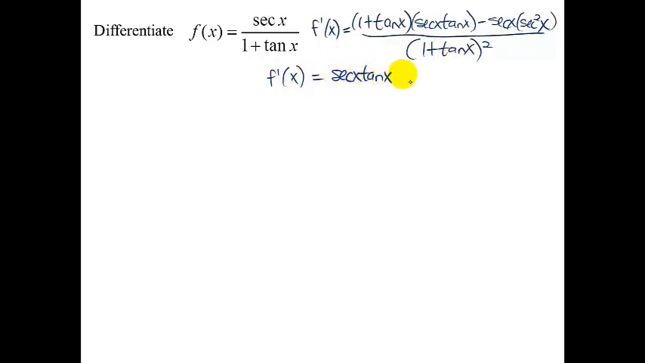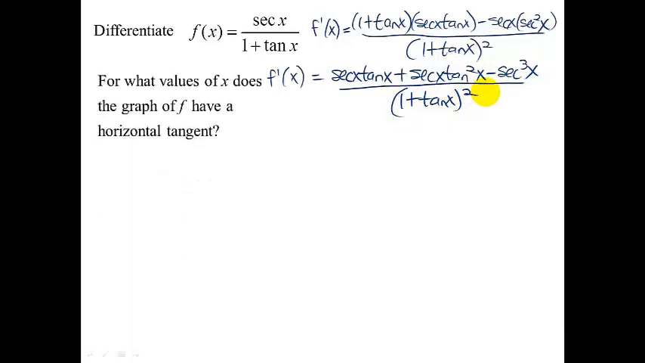We got secant x tangent x plus secant x tangent squared x minus secant cubed x, all over 1 plus tangent x squared. Now it may depend on what we want to do with this derivative, of what kind of form we might want to use it in, or how much we need to try and simplify. So what we're interested in here is for what values of x does the graph have a horizontal tangent. So we are interested in finding out when this derivative equals 0.